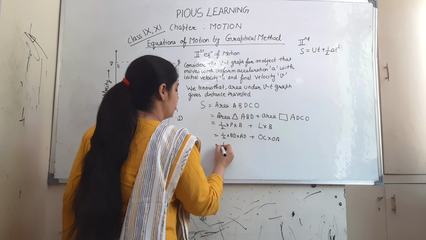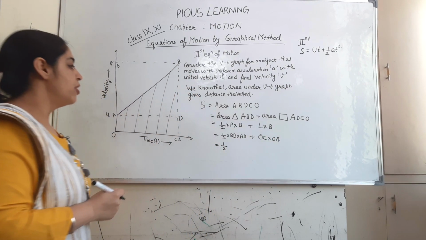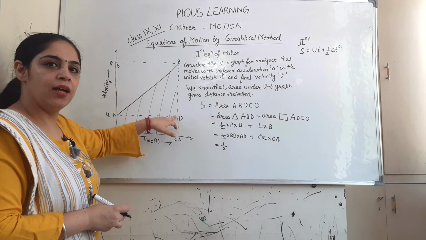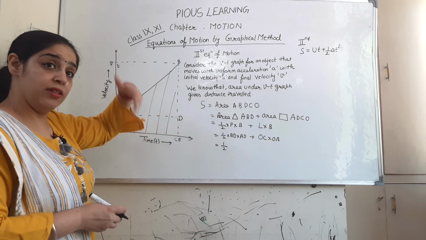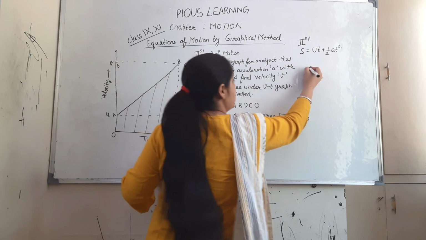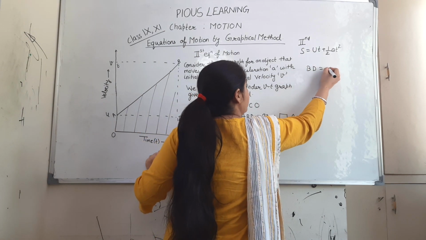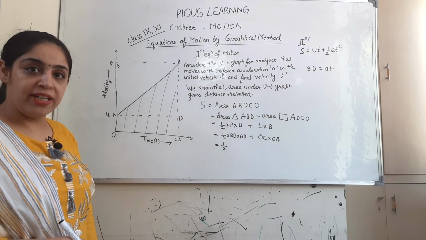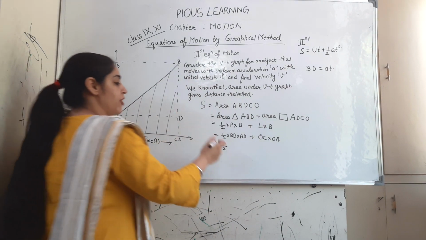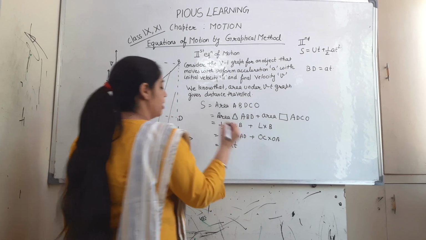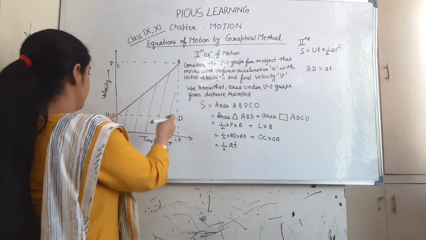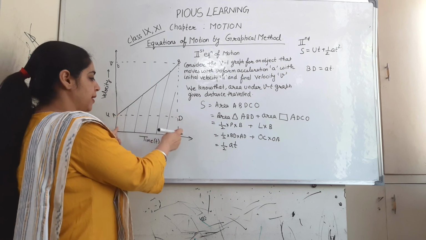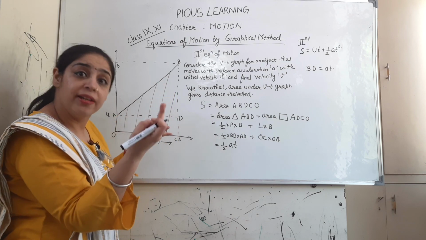Let's substitute the values. Half BD. What is BD? BD you just calculated in the first equation that BD is equal to AT. आपने कैलकुलेट किया था वहां पे कि BD जो है वो AT के बराबर है. दो इक्वेशंस लिखी थी, वहीं से सब्सटीट्यूशन कर रही हूँ BD के लिए AT. और AD is nothing but OC, which is nothing but time, T.